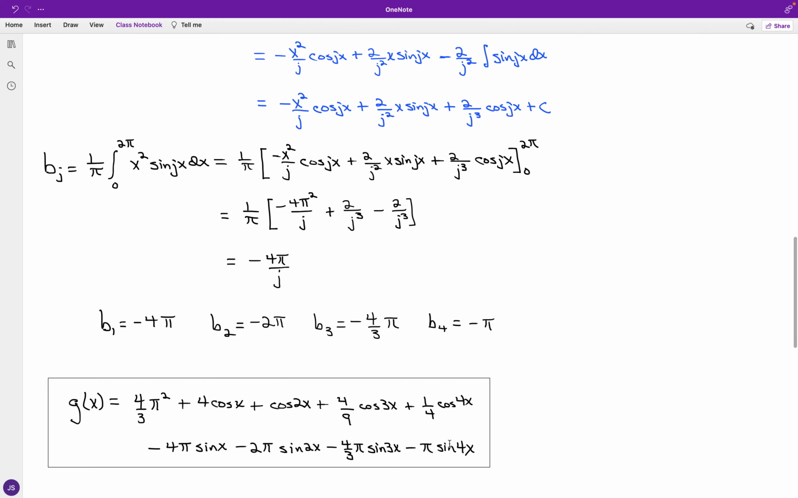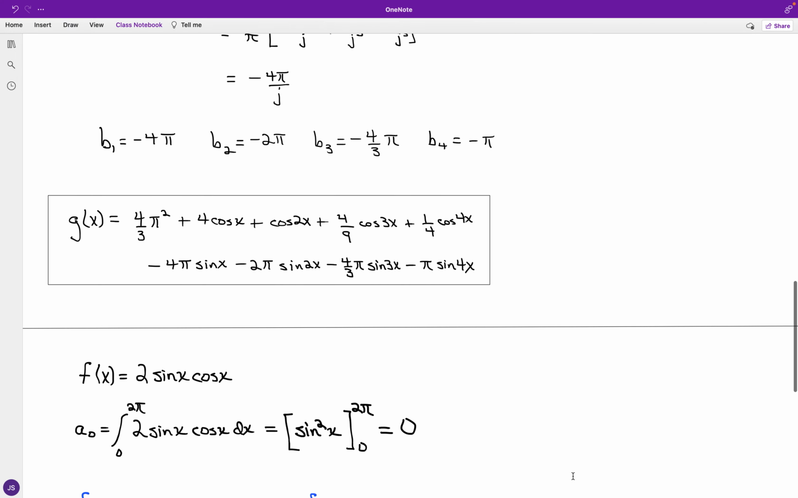And in the case of the sine terms, from b sub 1 we have negative 4 pi sine of x. In reference to b sub 2, we have negative 2 pi sine of 2x. From b sub 3, we have negative 4/3 pi times the sine of 3x. And finally, from b sub 4, we have negative pi times the sine of 4x. So we were able to utilize the integration with respect to the variable j.